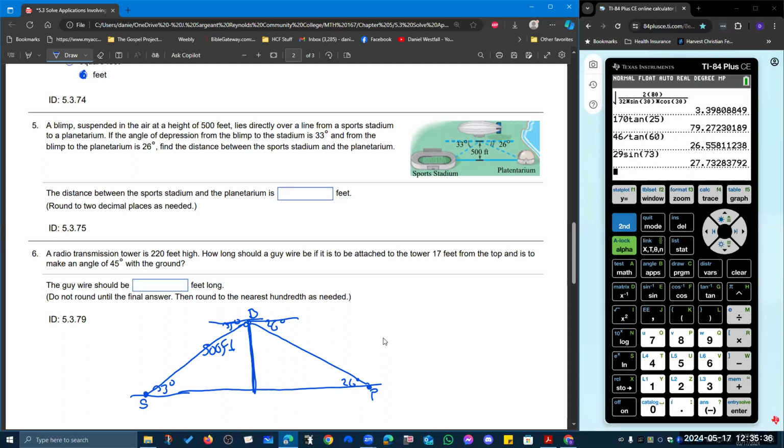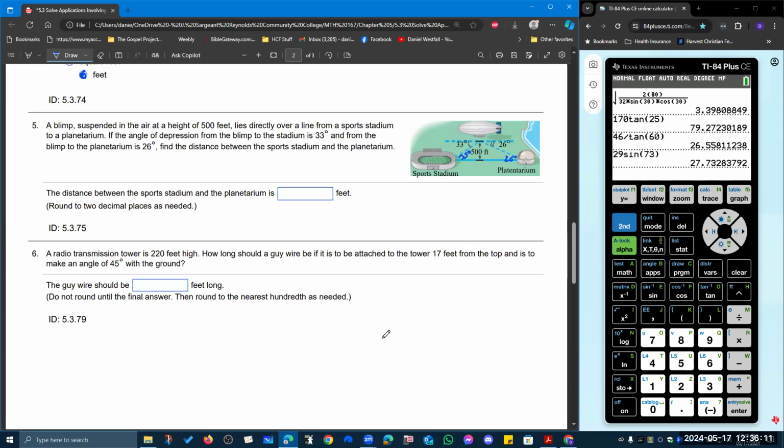Find the distance between the sports stadium and the planetarium. So I'm going to call this one x and this one y. Oh, they drew the picture for me. Nice, I didn't need to draw all that. So that means that this one down here is 33 degrees, and this one here is 26 degrees.